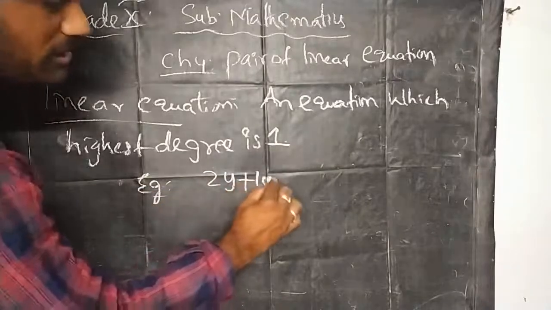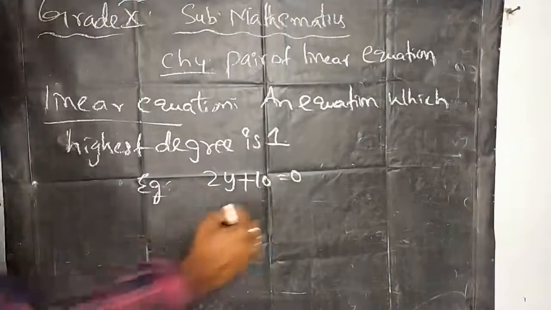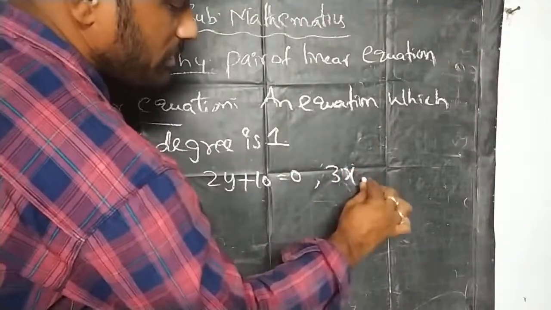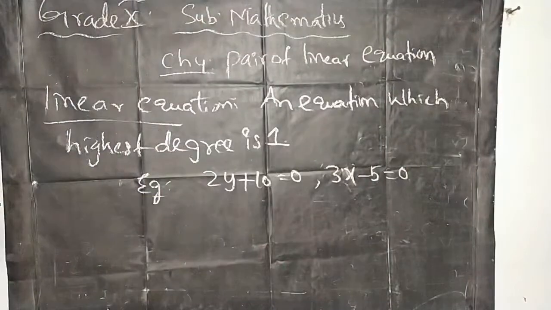2y plus 10 is equals to 0. It is a linear equation in one variable. Next, it may be any variable, 3x minus 5 is equals to 0. It is also a linear equation in one variable.